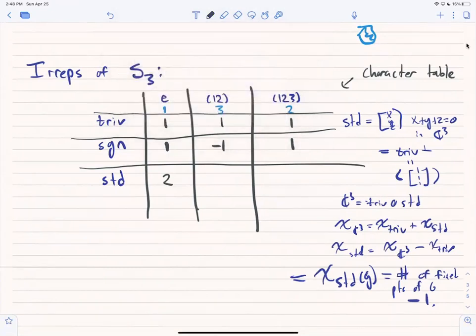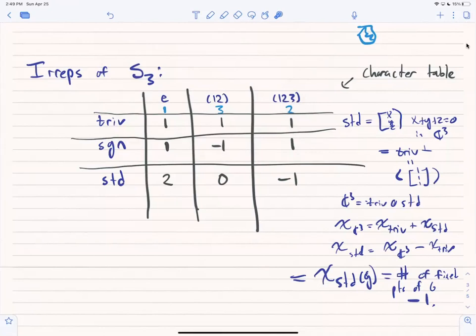Because one fixed point minus 1, you get 0. And then a 3-cycle doesn't fix anything, so you get 0 minus 1, you get -1. Okay, and so this table completely encodes the representation theory of the symmetric group.